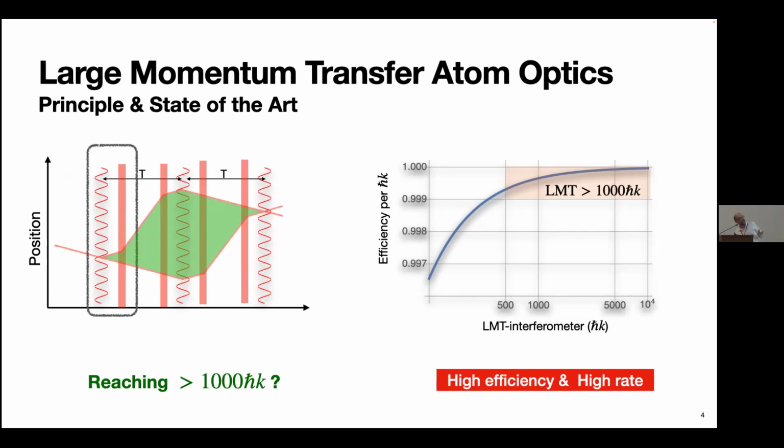Since we have a cumulative loss, if you add more and more pulses, you will have an exponential decay of the remaining atoms. To give you an idea, if you want to keep more than 60% of the atoms in the acceleration in the interferometer, you need an efficiency per h-bar K of more than 99.99%. In addition, you also need a very fast momentum transfer, as you want to fit all your pulses in a given time of flight, which is limited on Earth.